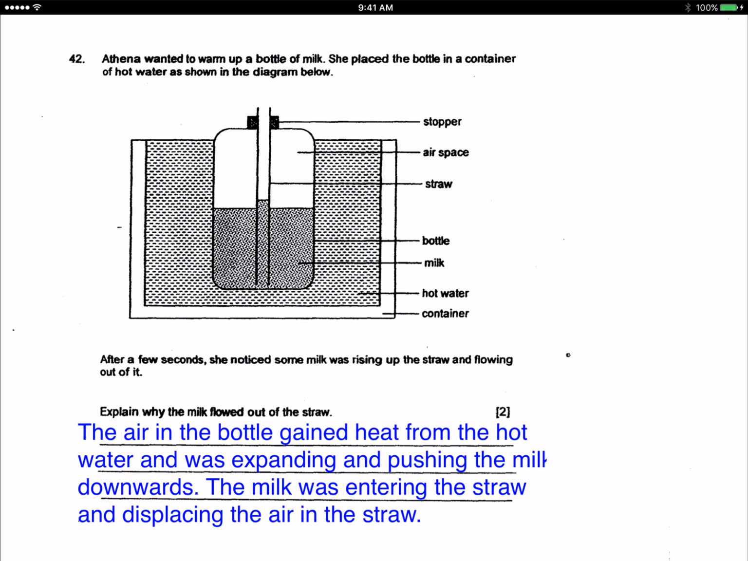Now, this is another very typical heat question. The water loses heat to the bottle, after that the bottle loses heat to the milk, then the milk expands. Gain heat, not lose heat. You just say that the milk gains heat from the hot water outside, and then expands and then moves up the straw.